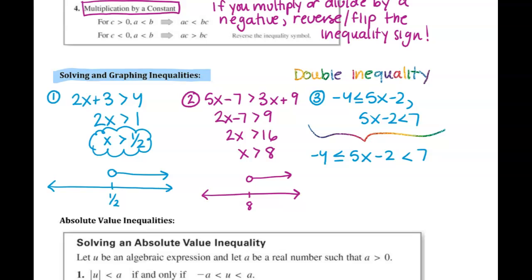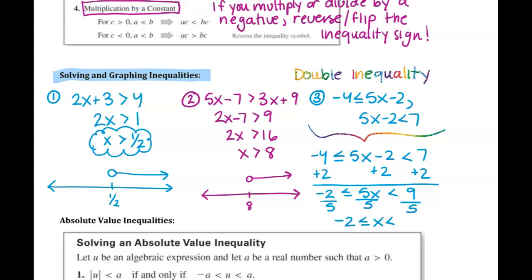So we're trying to isolate the x. So first we'll add 2. In this case, it's all three sides. It's not really both sides, right? -4 plus 2 is -2 is less than or equal to 5x is less than 9. We divide everything by 5 now. We get -2 fifths is less than or equal to x is less than 9 fifths.